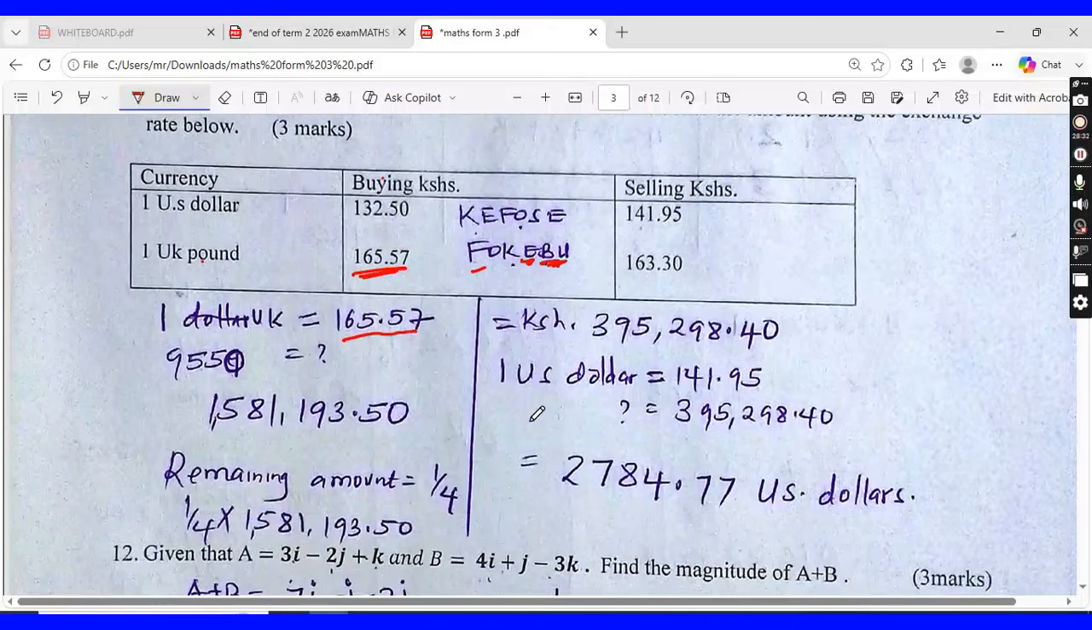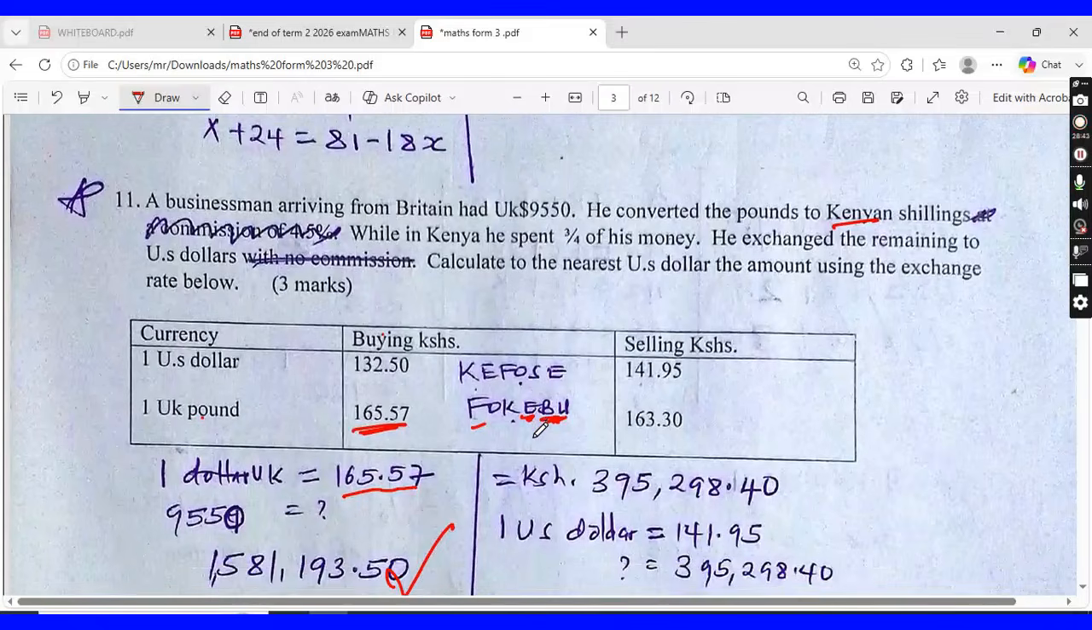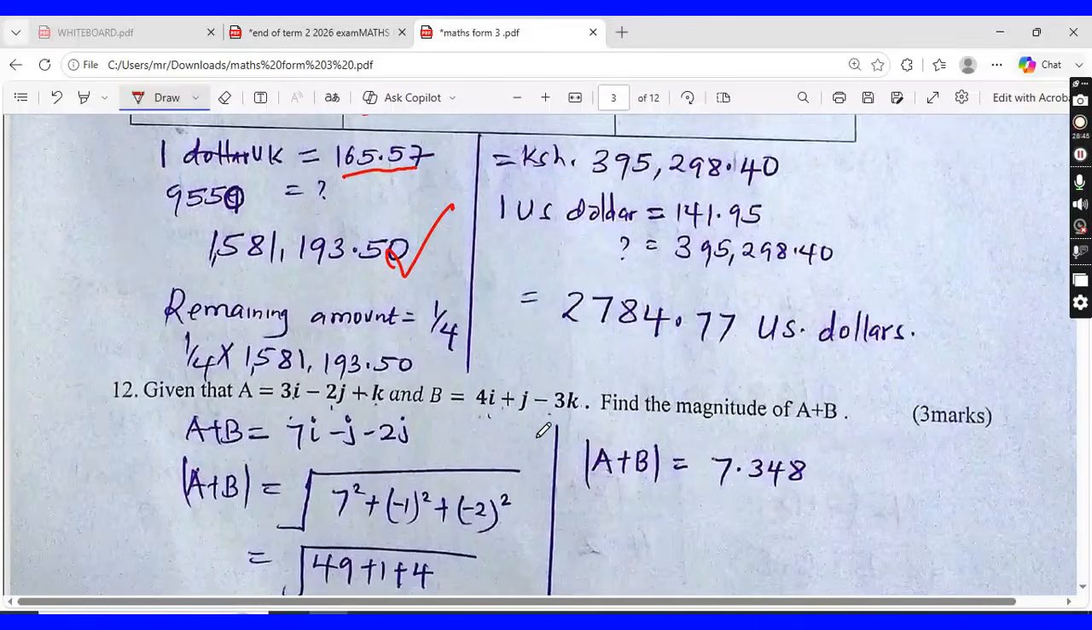Then this is the money he has in Kenya shillings. While in Kenya he spends 3/4. So if he spends 3/4, to make work easier, just get what is remaining. The remaining amount is 1/4. That's why you were taught fractions in Form 1. Instead of multiplying by 3/4 and then subtracting, which wastes time, you get the remaining directly.